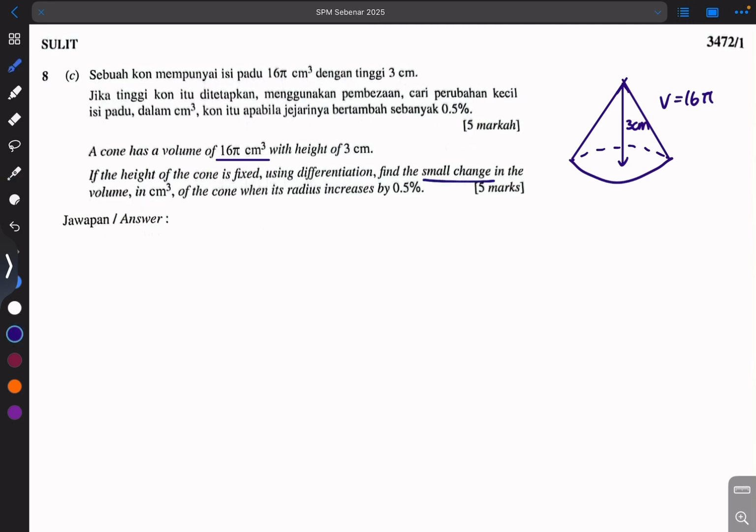So they want us to find the small change in volume, which means delta V of the cone, when its radius increases by 0.5%. So delta R we also have. Here we are dealing with volume and radius. So first we need to find the initial, original radius. We know volume of cone is 1/3 pi r square h. Volume is 16 pi. Height is 3 cm. So from here we can find the original radius.